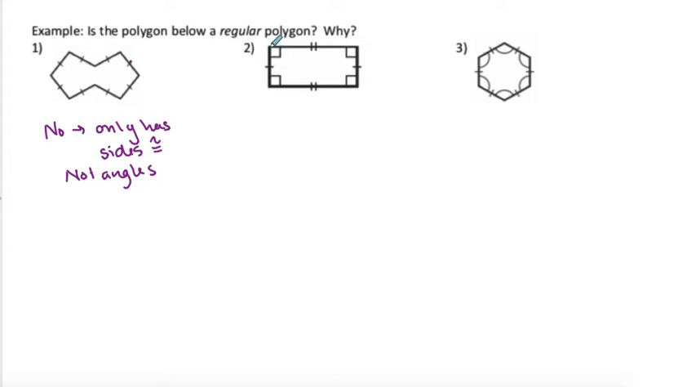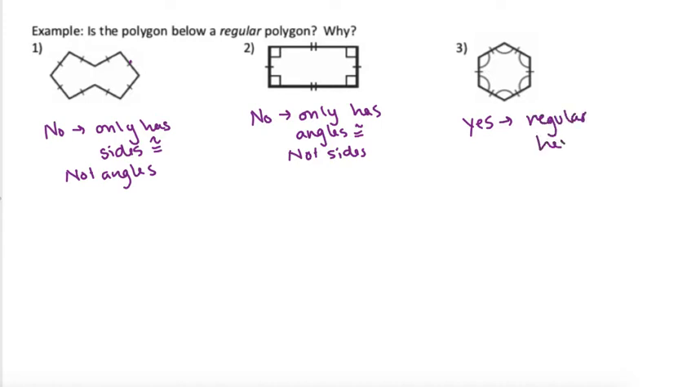On number 2, okay, we have a 4-sided object here, but is it a regular quadrilateral? Is that a square? And so this one also is no, because this one only has angles congruent. While this one does have 2 sets of matching sides, they're not all the same length. And our third one, we have a 1, 2, 3, 4, 5, 6 hexagon. And I have markings for all the sides and big arcs here they put for all the angles. So I would say, yes, this is a regular hexagon.